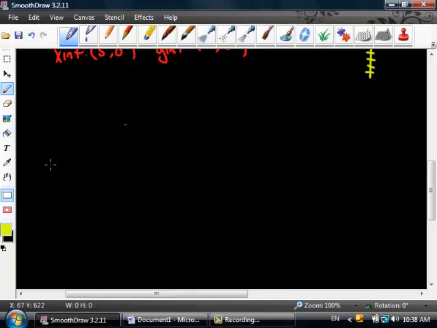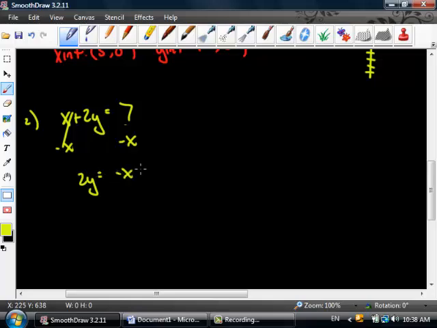So, number 2, let's try another one. X plus 2y equals 7. McKenna, what do you want to do? Do you want to convert or do you want to intercept? Convert. Let's go ahead and do that. If I convert, I'm solving for y. I'm going to go ahead and subtract x from both sides. 2y equals negative x plus 7. I'm now going to divide everything by 2. Y equals negative x over 2, which is the same thing as negative 1/2 x plus 7 over 2.